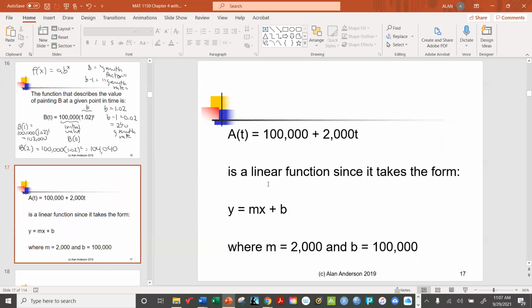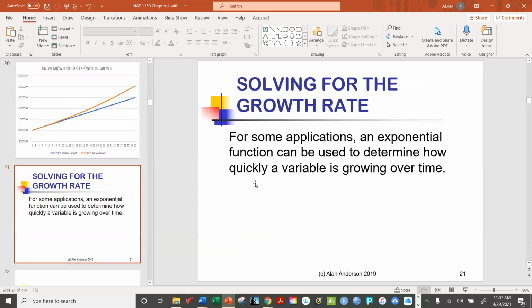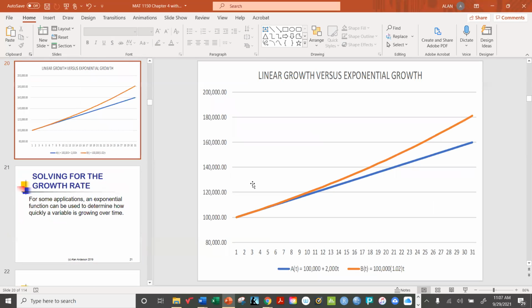So what I did here was I drew, now this is in Excel. Now you can see, it's hard to see, but painting A is this blue one. It's growing at a linear rate. Painting B is this one. And you can see it's not linear. It's growing at an increasing rate. As time goes by, the gap between the two is increasing. So because B is experiencing exponential growth, A is only experiencing linear growth.